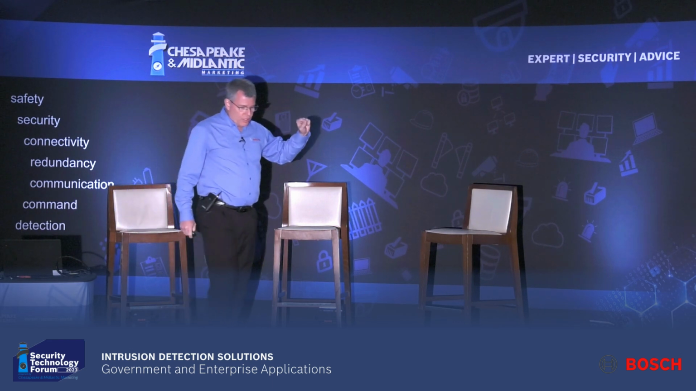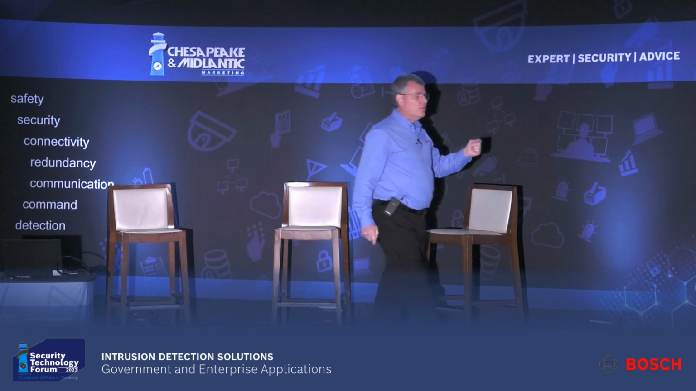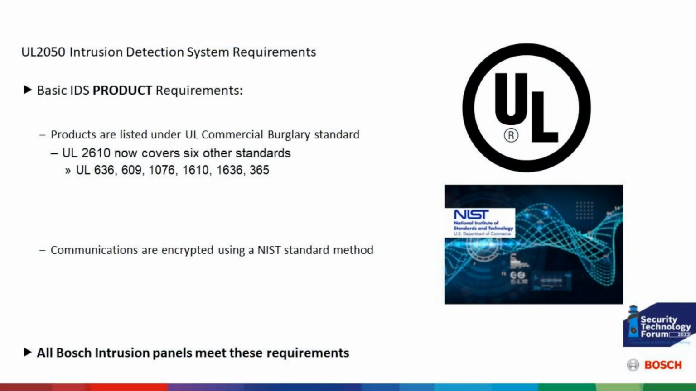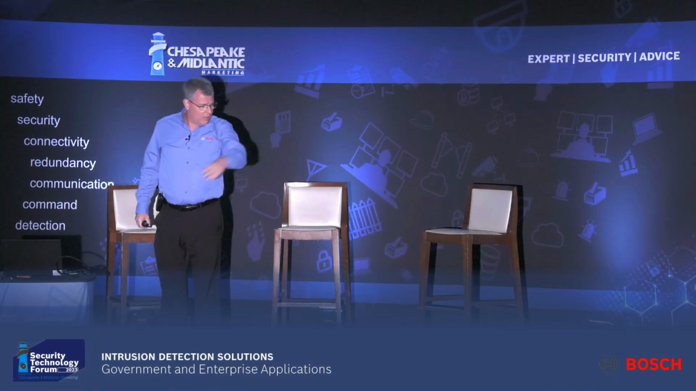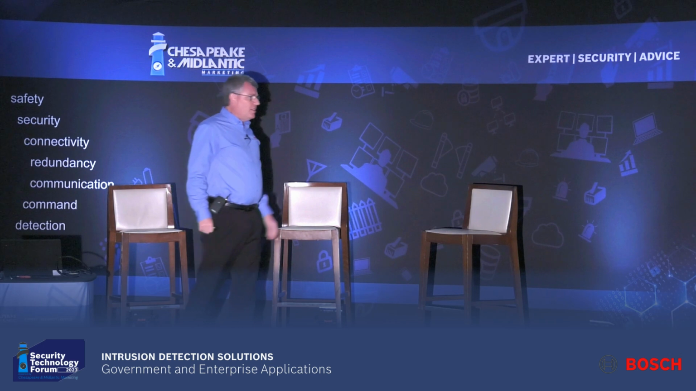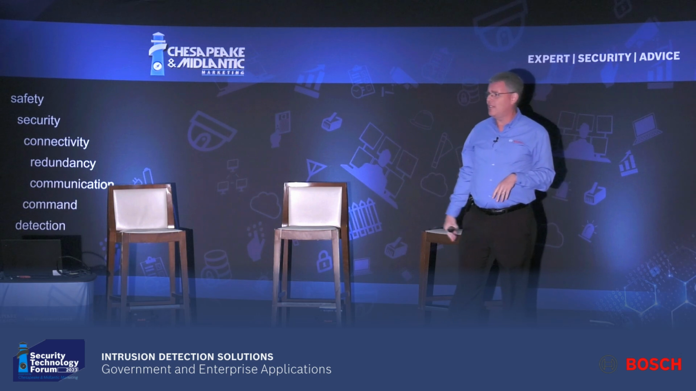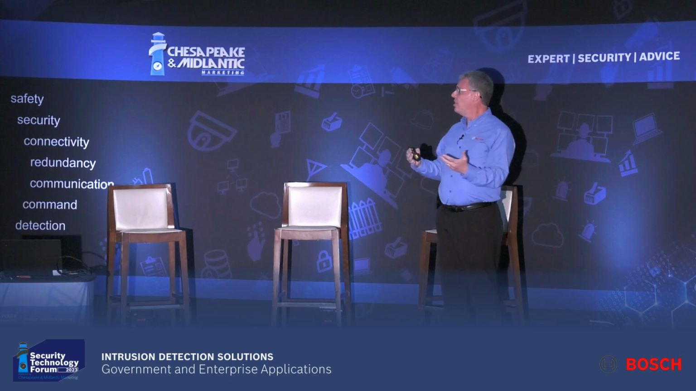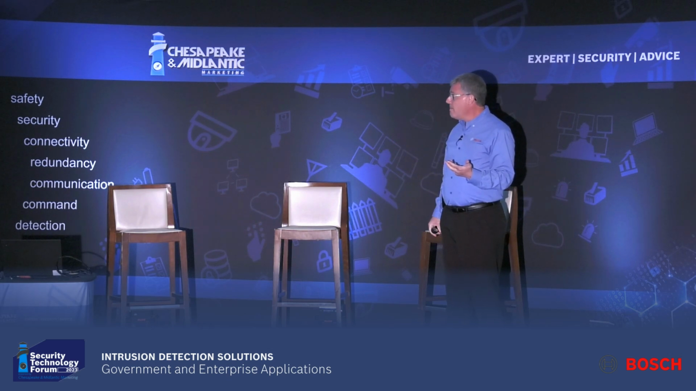The good news for you is all Bosch alarm panels can be used in a 2050 application. And what does it take to make your alarm system work in a 2050 application? Really, you need to have a UL commercial listed product, and there's a new UL standard, UL 2610, that covers all these old standards. So we all used to know about 639 and 1076. There's a central station standard in there, and there's a proprietary standard in there. Well, they got smart and said, let's not maintain all these different standards. Let's put it under one, and we're going to call that 2610.